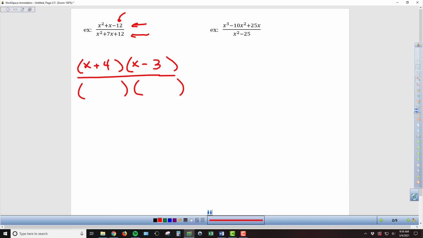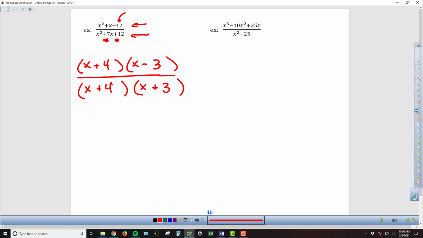And so we see that 4 times -3 is going to make -12, but 4x minus 3x will give us the positive x that we need. For the bottom, again, x is the first piece in each set of parentheses. This time we're multiplying to make a positive, and we're adding to make a positive, so I need two positives. And again, 4 and 3 are going to be my numbers that multiply to make 12 and add to make 7, so I can go ahead and fill those in.